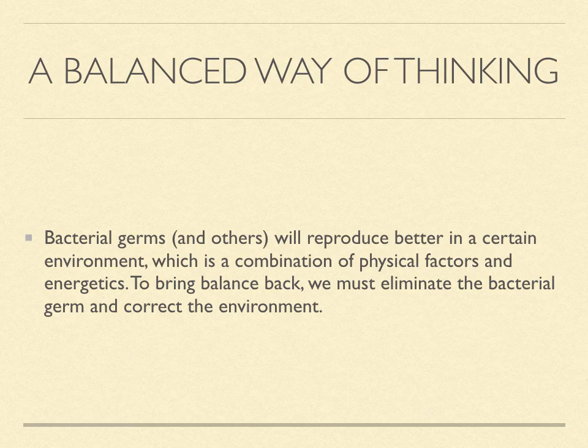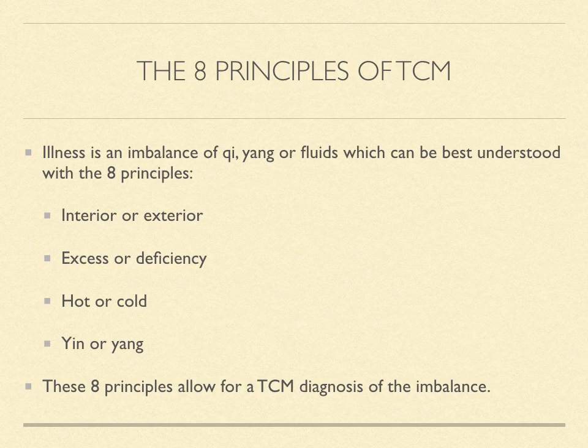In traditional Chinese medicine, they were coming from a very holistic way of thinking, but perhaps their pendulum was swung too far to the right, or to the holistic side. They realized that in order to understand that whole better, they still needed to break it down into different classifications. So that is how the 8 principles of TCM came about.